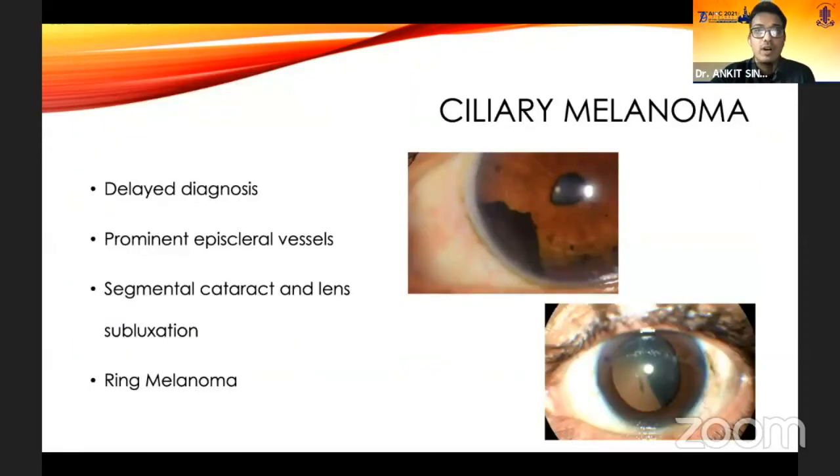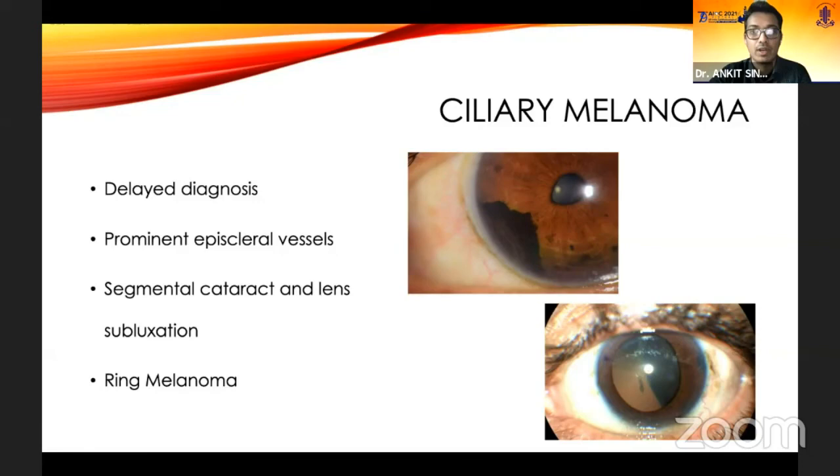Ciliary body tumors, due to their unique location, may remain undetected and can acquire large dimensions before diagnosis. Due to proximity to vortex veins, they have a higher risk of metastasis. Prominent episcleral vessels can be seen in the quadrant of the tumor, and they can be managed with enucleation or plaque brachytherapy.